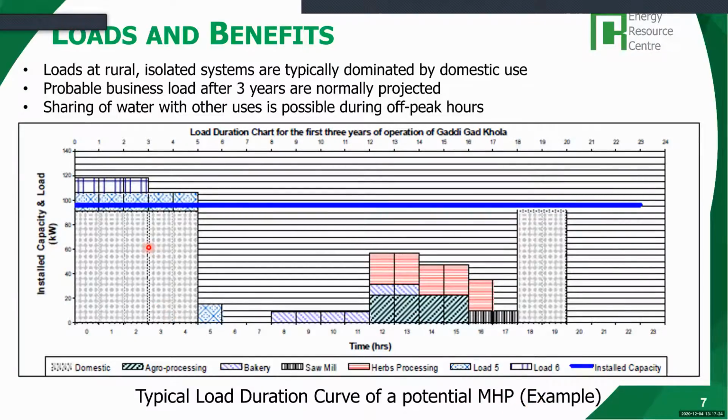So the loads are basically, you have domestic load for lighting and maybe connecting to your mobiles, agro processing, bakery. If there is a sawmill, that sawmill operates in the evening. I mean, of course, there has to be demand for it, no? Because these sawmills may not operate 24 hours. It may not be a large city or a town. It may be a village.